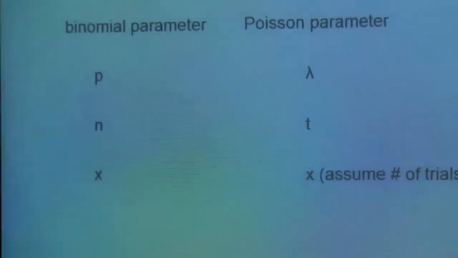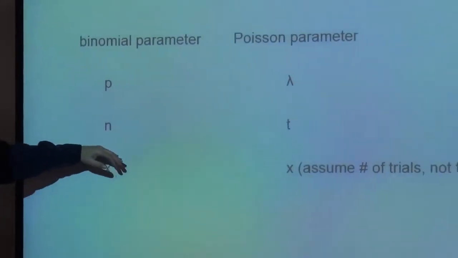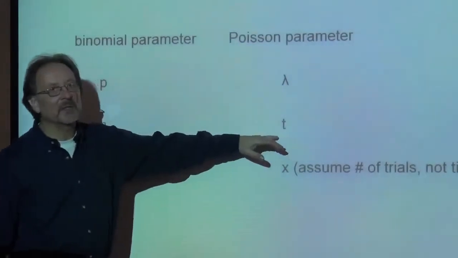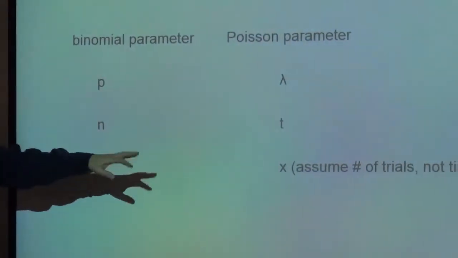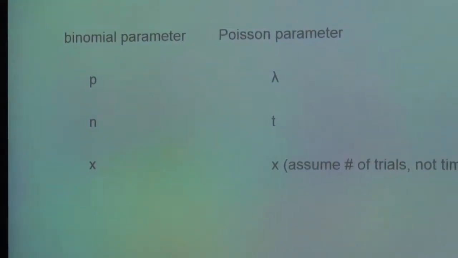The binomial p is analogous to the Poisson lambda. The binomial n is analogous to the Poisson t, units of contiguous exposure, and then they both have x as the random variable of interest.